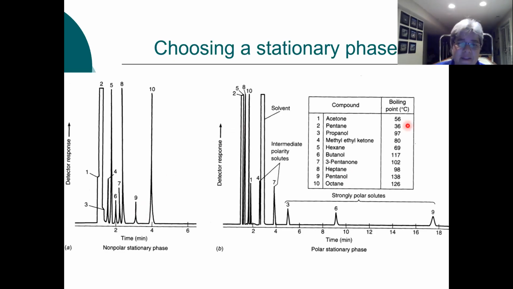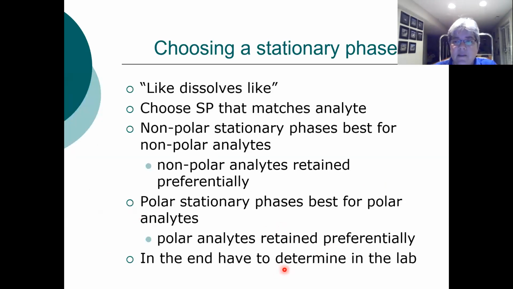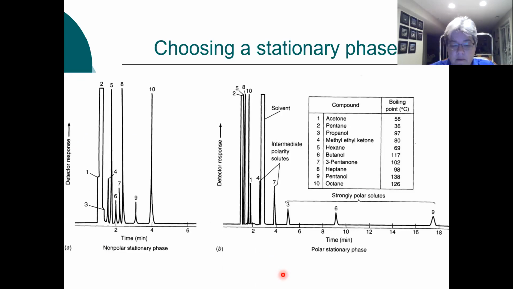Well, it's actually right here in this table, the boiling point. Remember, if something has a low boiling point, it gets through the column faster. High boiling point takes longer. So notice that pentanol here has a very high boiling point, so it comes out later. So to fully analyze this, you actually have to look at both polarity and boiling point. Okay, but again, ultimately, you can make a theory, but you have to just go into the lab and determine it to see the actual order.